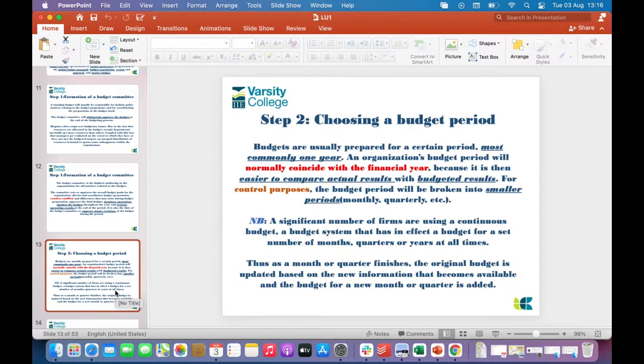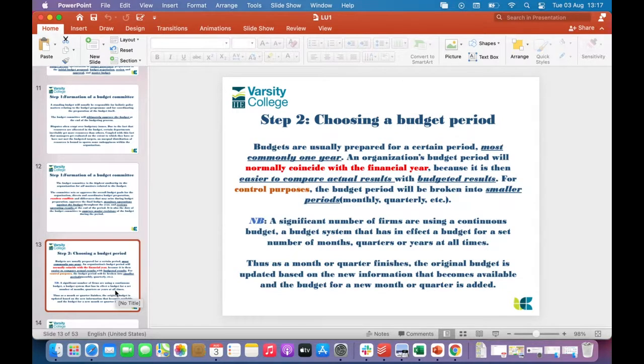And also for control purposes, the budget period will be broken down into small periods such as monthly, quarterly, 6 months, and obviously annually as well, all right? But primarily we're breaking it into those smaller periods so that we don't have to wait a whole year if we're overspending. We want to obviously address that as soon as possible, okay?